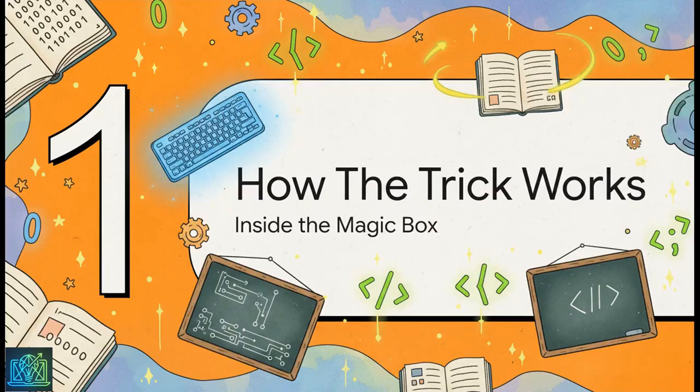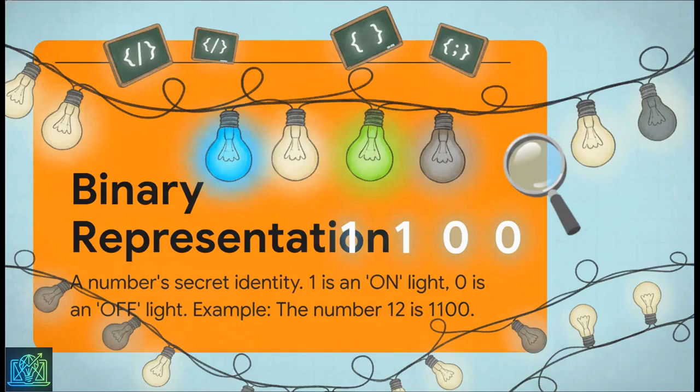Okay, so let's peek inside the magic box. To really get this trick, we first need to learn the computer's secret language. But don't worry, you're not going to need a calculator or anything, just a little bit of imagination. You see, every number has a secret identity called binary. The easiest way to picture it is to imagine a long string of light bulbs. An on bulb is a 1, and an off bulb is a 0. So when we see the number 12, the computer just sees this pattern of lights: on, on, off, off.